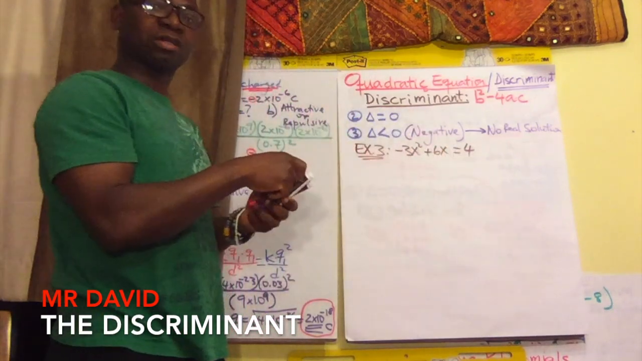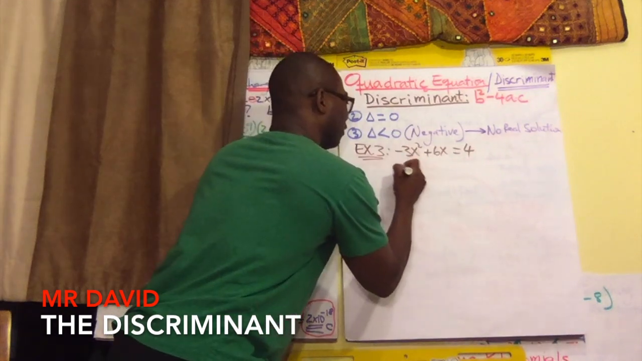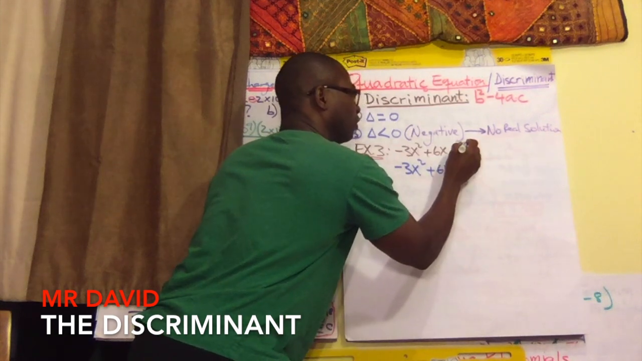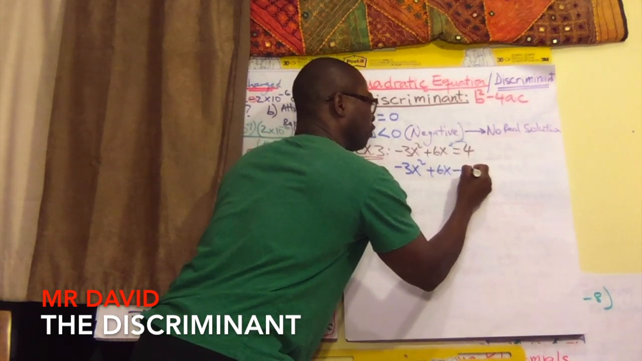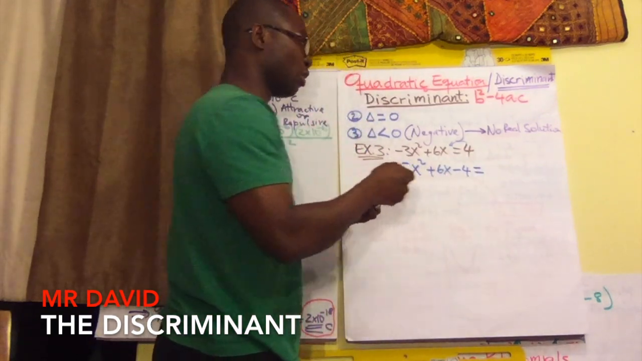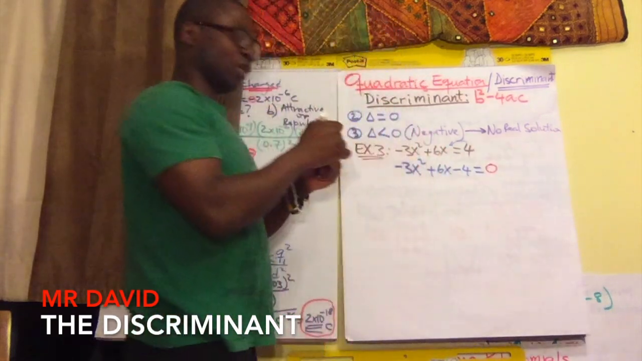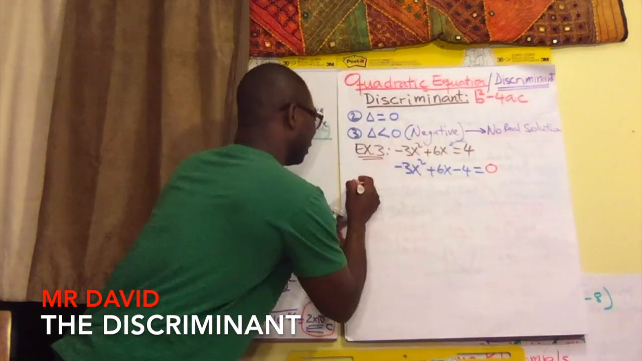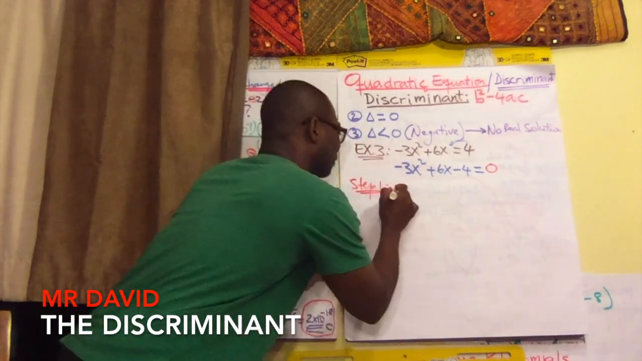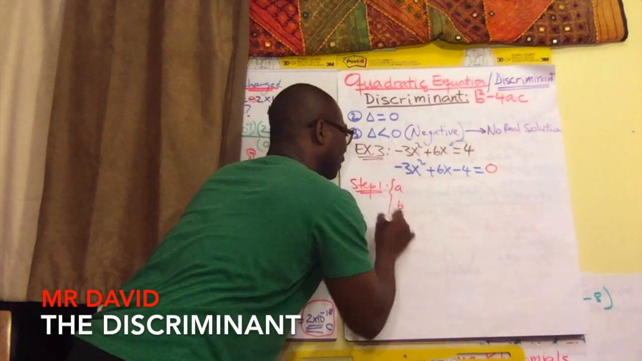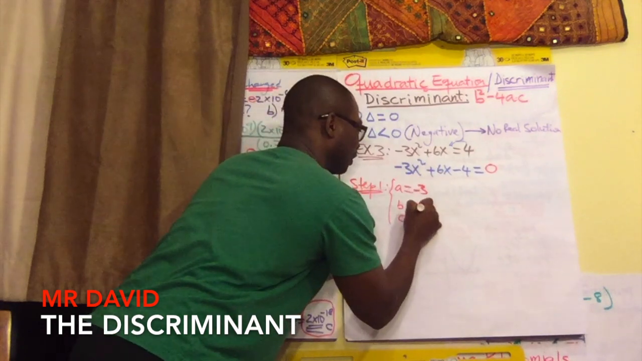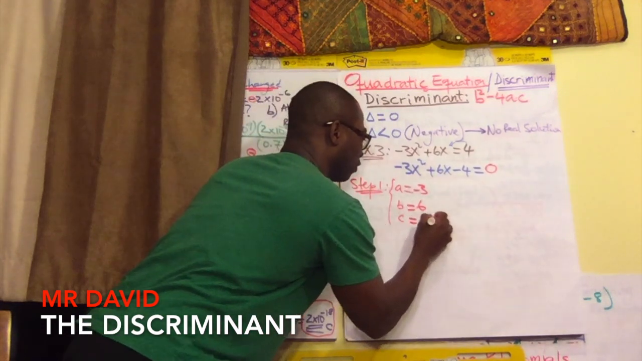Okay, so we got to make sure. Negative 3x squared plus 6x. Move the 4 to the left, so it becomes negative 4. Equal, now we have our 0 on the right. We got to make sure we have 0 on the right. Okay, now what do we do? Step 1, find A, B, C. What is A? A is negative 3. What is B? B is positive 6. What is C? C is negative 4.